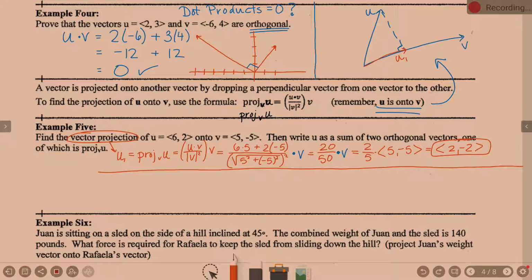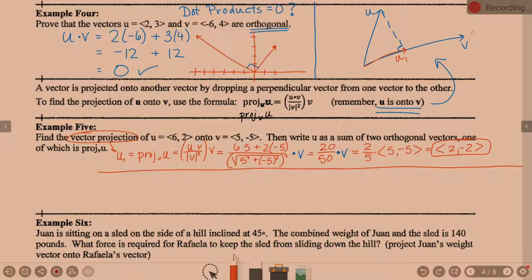So on top we had u times v, so we did our dot product, and we got 20 here. On bottom it was the magnitude squared, so we did the square root of 5 squared plus negative 5 squared, and that was a v, by the way, and then squared it. Well, when you square that square root, they cancel, and you're at 50. So you have 20 over 50. This times v that I just keep putting in is times the vector.